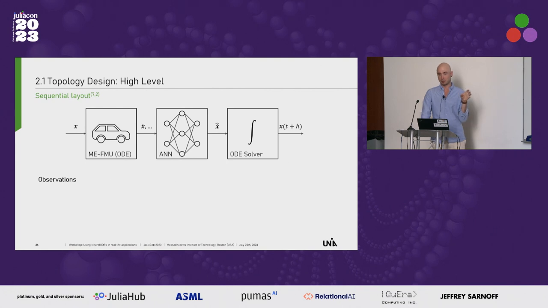The question is, how should we glue the FMU or ODE, the ANN, and the numerical solver together? When we did our first try building a neural FMU a few slides ago, we chose such a sequential topology. So let's recall the signal flow quickly. We have a state given to the model exchange FMU or the ODE. This produces some state derivatives or some state outputs or any other outputs that are passed to the artificial neural network, and the neural network is able to somehow correct the modeling of the FMU or ODE before it is integrated into the next system state.